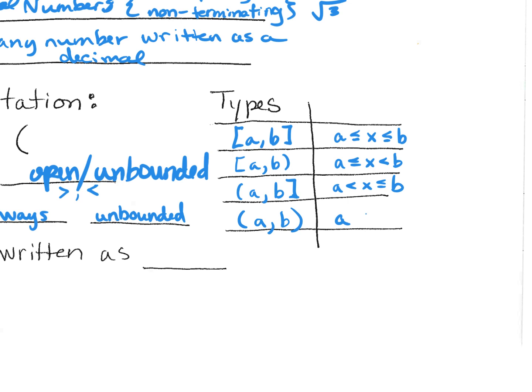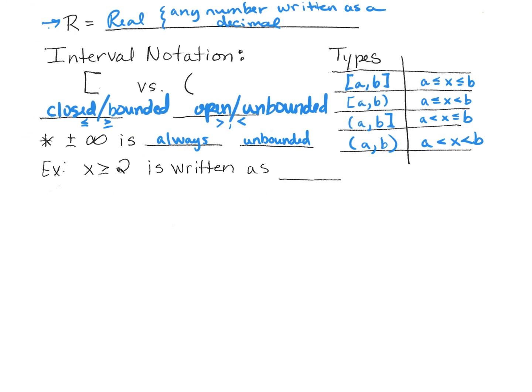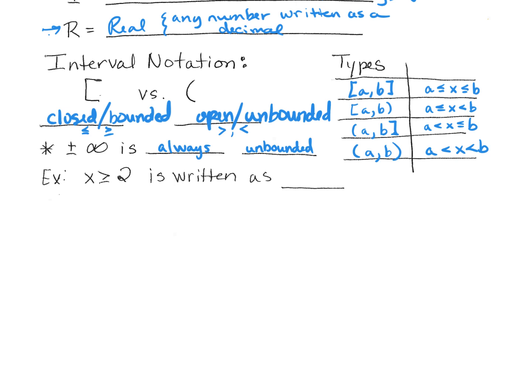And that would be between A and B, but not equal to. That would be 2 open circles and in between. All right. So how do we write this? Let's look at some of these and let's talk about how do we write x greater than or equal to 2.